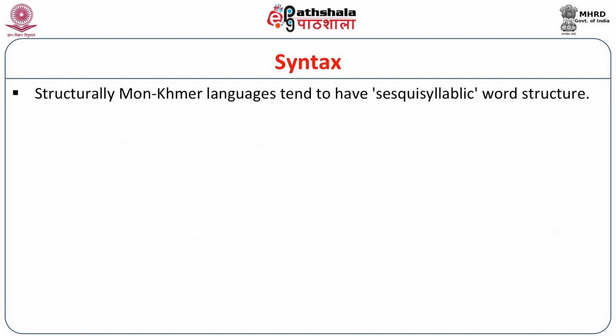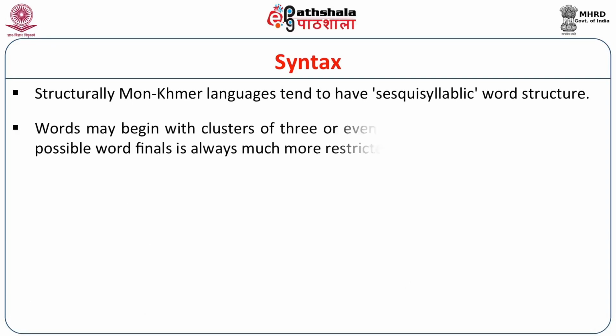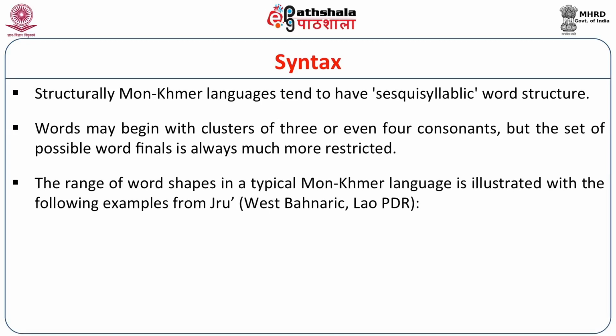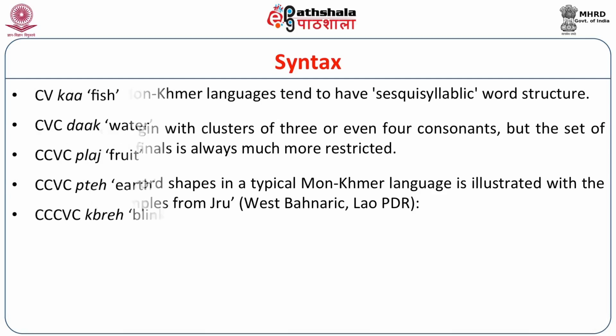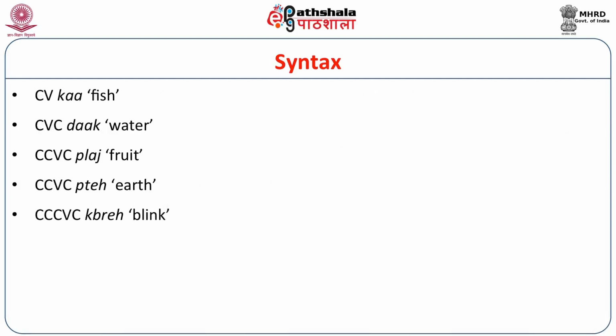Structurally, Mon-Khmer languages tend to have sesquisyllabic word structure, already stated above. Words may begin with clusters of 3 or even 4 consonants, but the set of possible word finals is always much more restricted. The range of word shapes in a typical Mon-Khmer language is illustrated with the following examples from Jru, a West Bahnaric language. CV, CVC, CCVC, CCCVC.